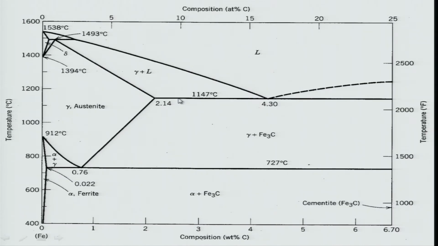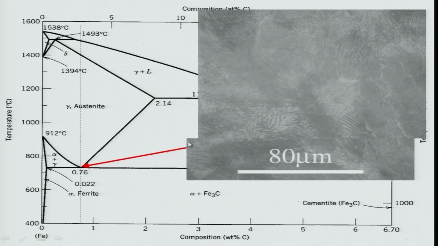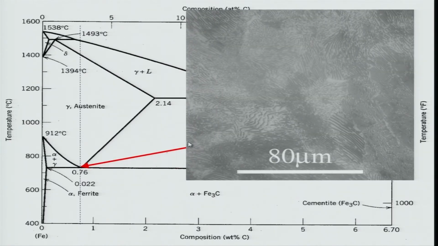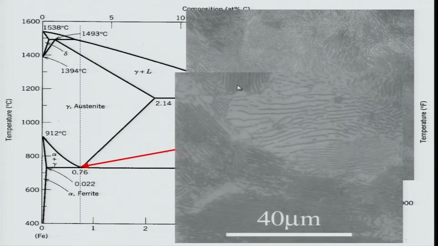Now, consider a third composition, the eutectoid composition. In this composition, if I let it cool from the austenite, I will get a structure which is 100% perlite. In fact, this is the material I am interested in for doing an experimental verification of the Avrami relationship.